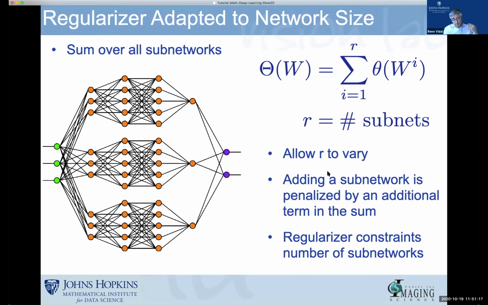Now, the main point in the design of the regularizer, though, is that you want to penalize the addition of extra subnetworks. And the idea is that the regularizer should become bigger as you add more parallel subnetworks. So that's why it needs to be positive semi-definite. And in that way, therefore, this regularizer will be designed to constrain the number of subnetworks.